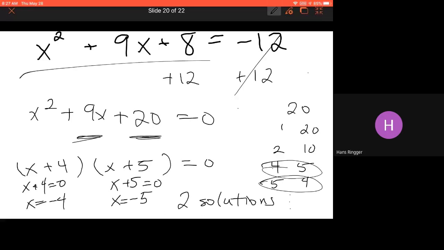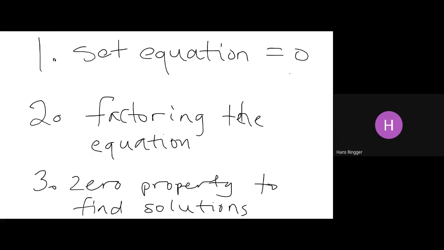And we're good to go. We did all 3 steps. We were able to find the solutions. Make sure that you are following and doing each of these 3 steps for every problem. Set the equation equal to 0, factor the equation, then use the zero product property to find the solutions.